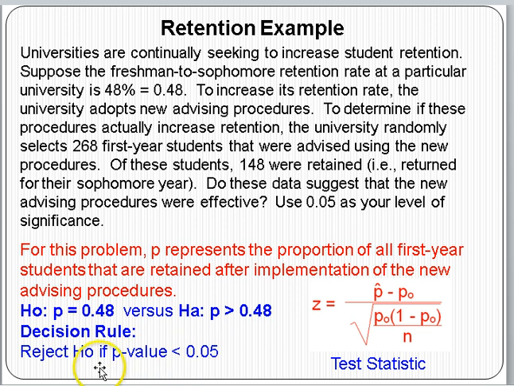The decision rule is, as it always is, reject H0 if the p-value is less than the level of significance, which is 0.05. The test statistic, which is how we'll calculate the p-value by hand, is given by that. Again, in all hypothesis tests, state the null and alternative hypothesis, the decision rule, and the test statistic.